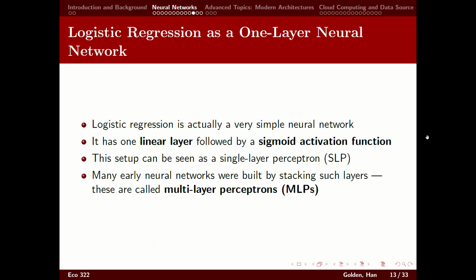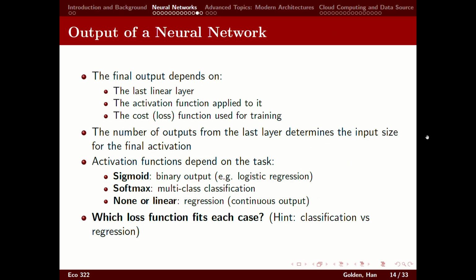Logistic regression is a one-layer neural network. Logistic regression is actually a very simple neural network. It has one layer followed by a sigmoid activation function. That can be seen as a single-layer perceptron. Many early neural networks were built by stacking such layers. These are called multi-layer perceptrons. The output depends on the last linear layer, the activation function applied to it, and the cost used for training.